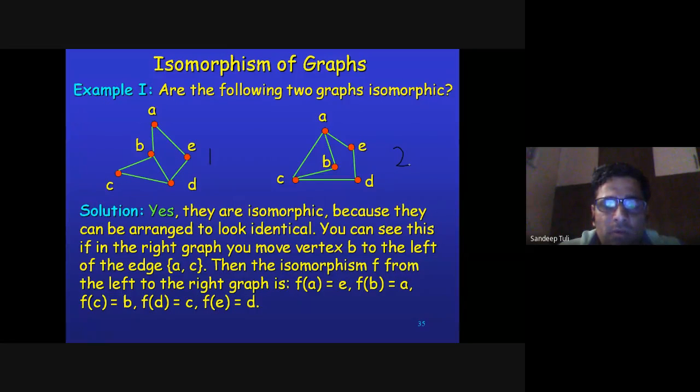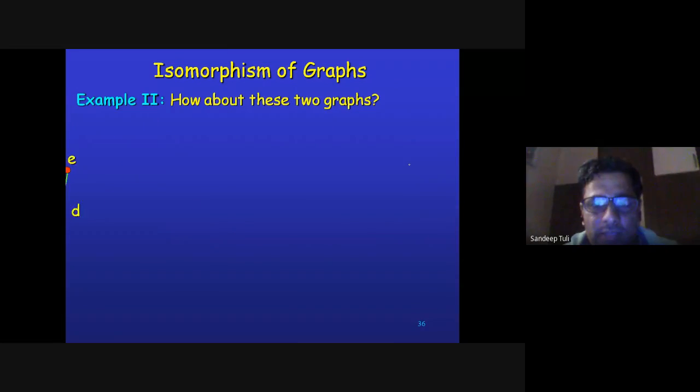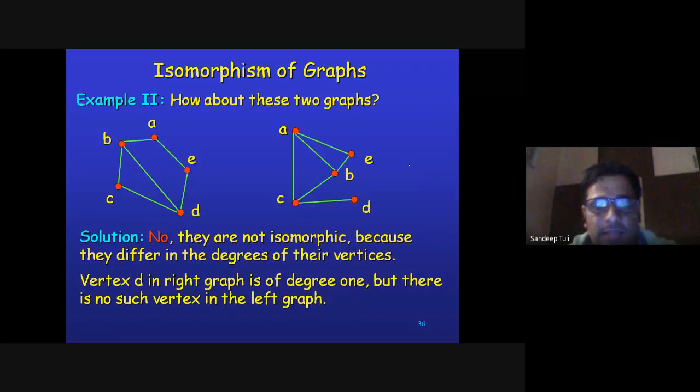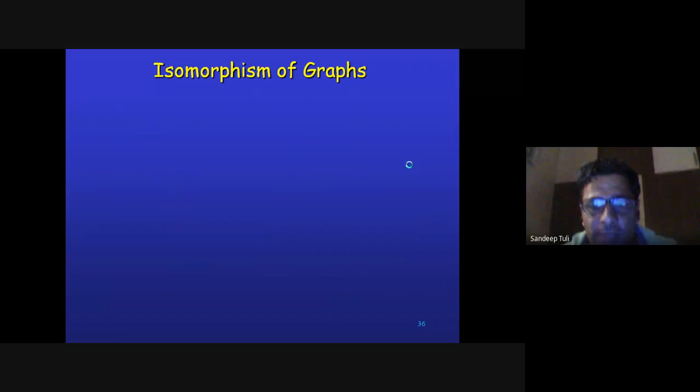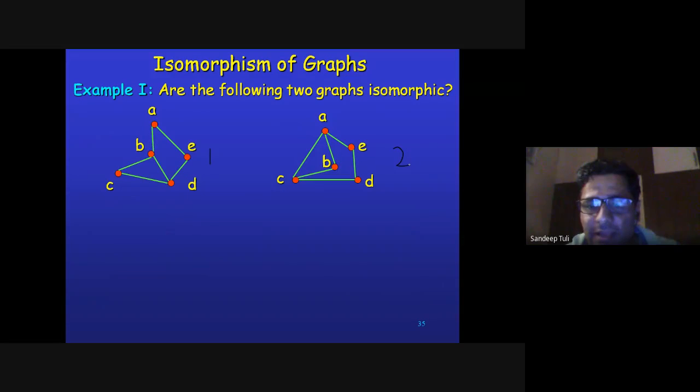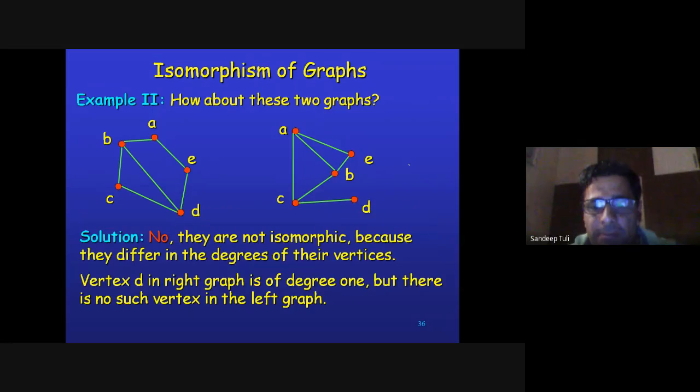Now I need to convert both graphs so that they will look similar also. कैसे? देखो इसमें लिखा है मैंने. You can see that in the right graph, if we move the vertex B to the left of the edge AC, then the isomorphism f from the left to the right graph is correspondingly... इसको छोड़ो अभी, आपको ये क्लियर नहीं होगा एक्चुअली. इस ग्राफ पे आइए देखिए. यदि हम उसको वहां लेके जाते हैं, इस correspondingly B को हम कहां लेके गए हैं? लेफ्ट टू A और C. उससे हमारे पास ये ग्राफ बना.